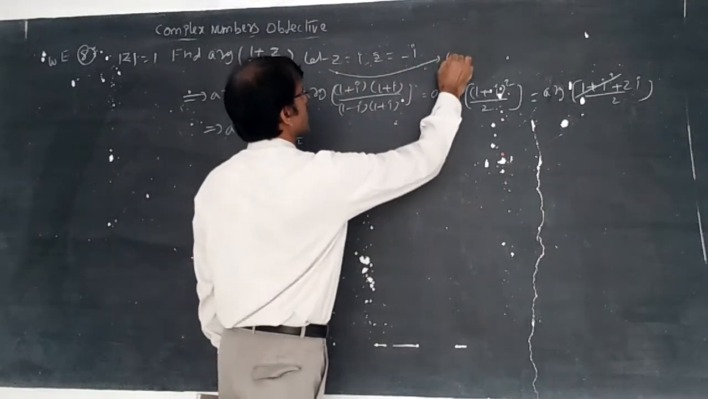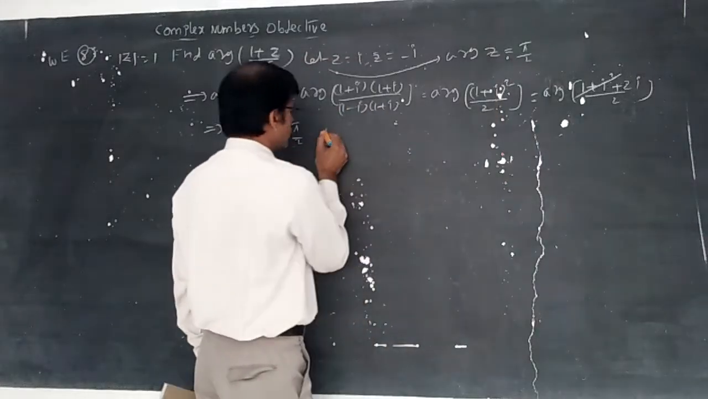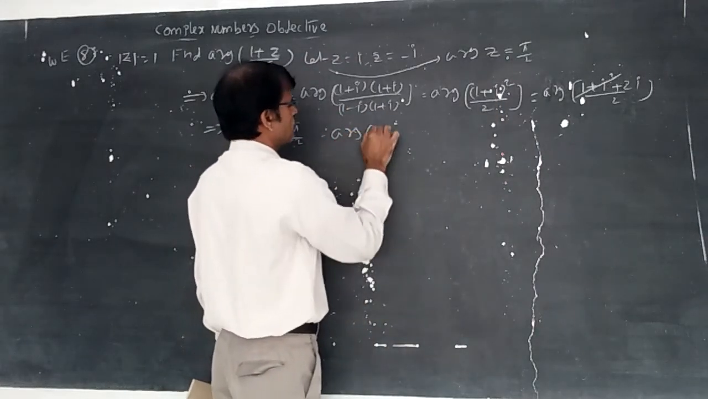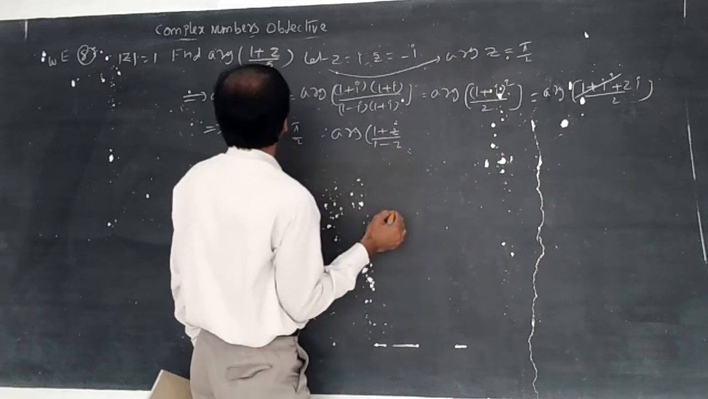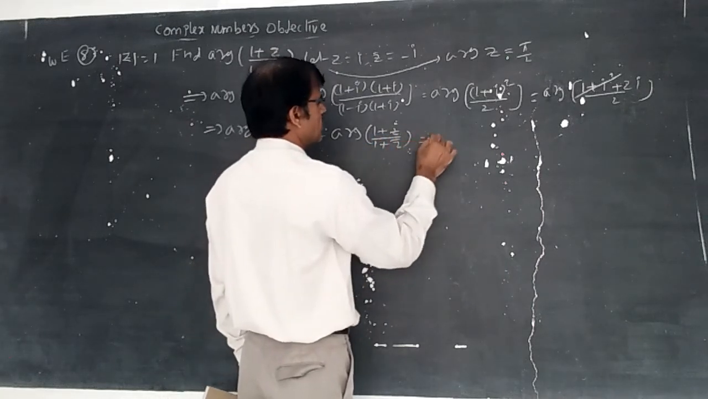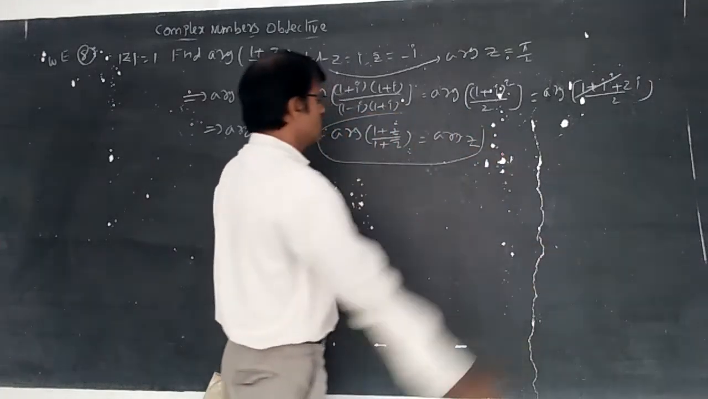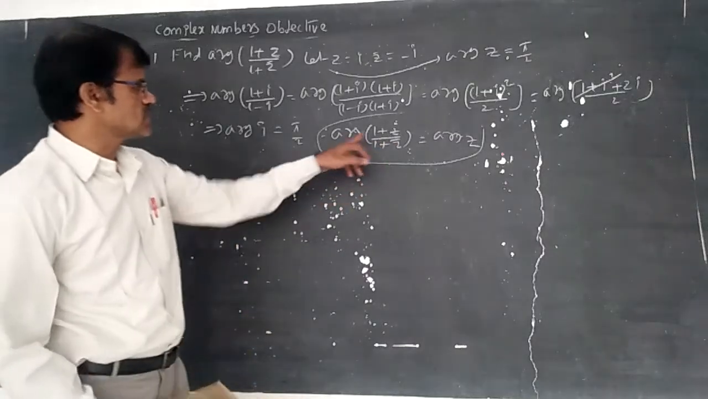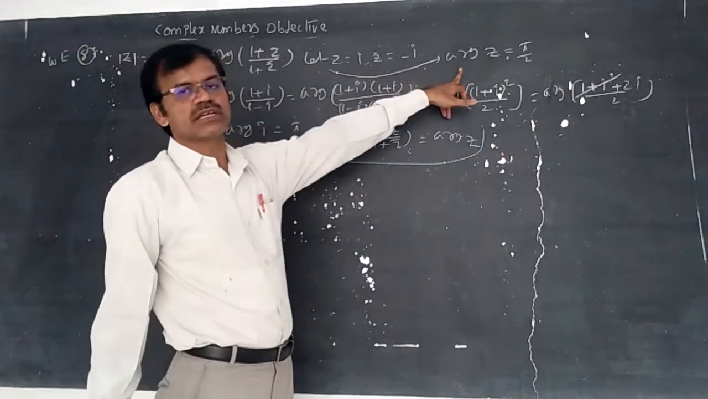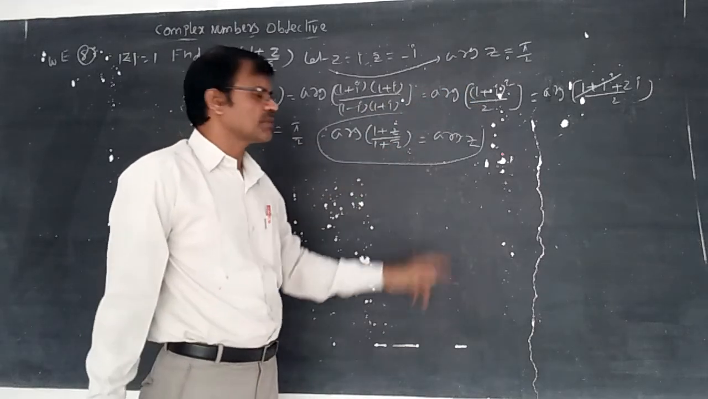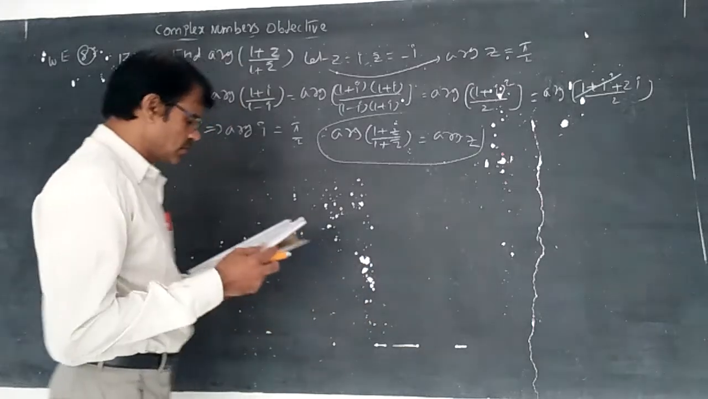So what is z? Here you can understand argument of z is equal to pi by 2. Therefore, the argument of 1 plus z by 1 plus z bar is nothing but the argument of z. Whatever the argument of z is, that is the argument of 1 plus z by 1 plus z bar. If it is indicated with theta, the argument of 1 plus z by 1 plus z bar is also theta.